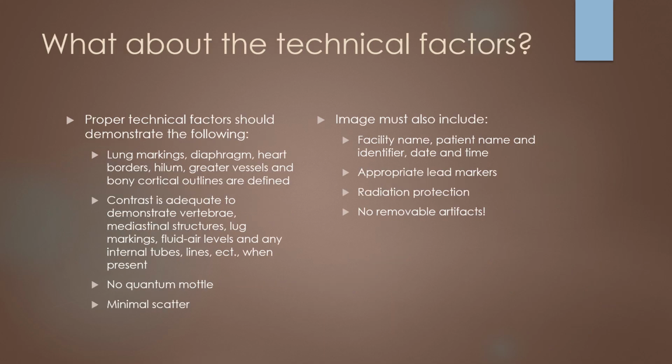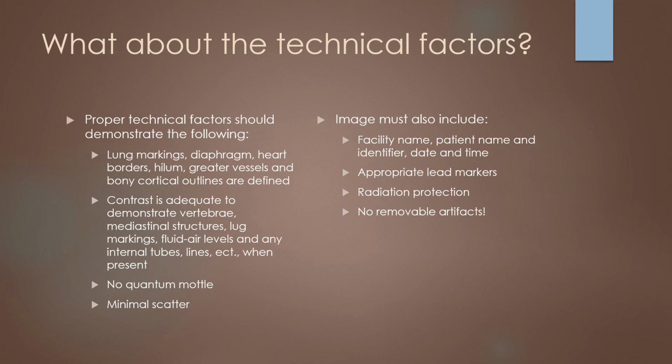Okay, technical factors. These are going to be the same as they were for our other chest x-rays. We want to make sure that we have good enough penetration and a long enough grayscale to see our lung markings. We want to have the penetration to get through the diaphragm. We want to have the penetration to demonstrate the heart borders, the hilum, the great vessels, and then we want to have both penetration, contrast, and adequate intensity to be able to demonstrate the bony cortical outlines as they are defined.